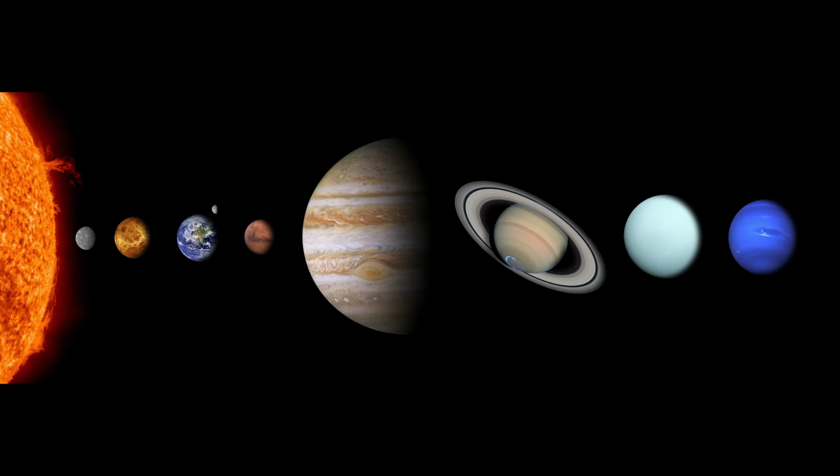But let's take a deeper look at the planets, which are large natural objects that orbit or travel around stars. All of the planets orbit around the sun because the sun is a star. The planets are Mercury, Venus, Earth, Mars, Jupiter, Saturn, Uranus, and Neptune.